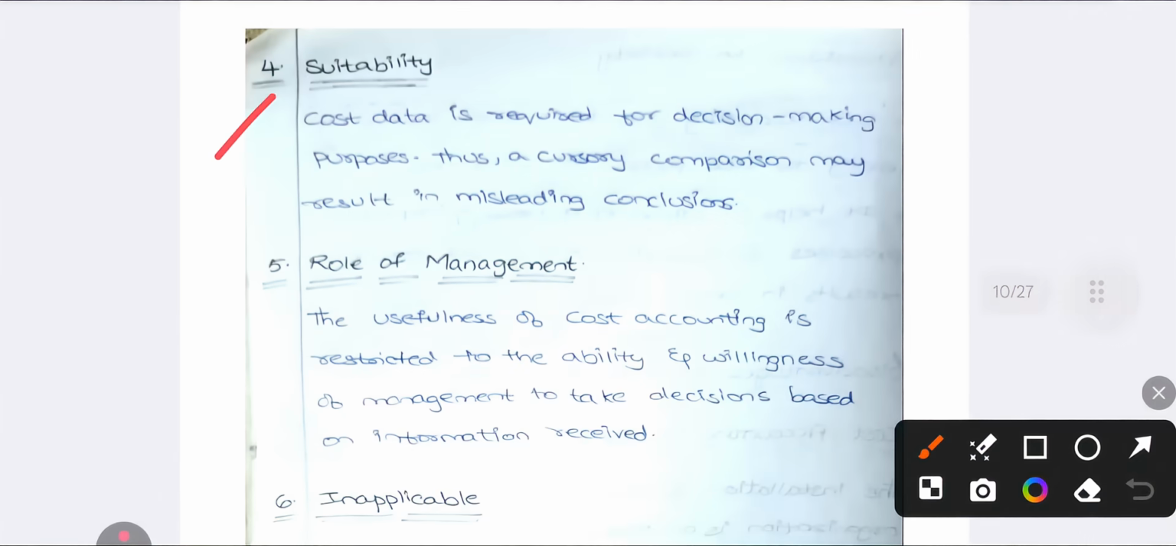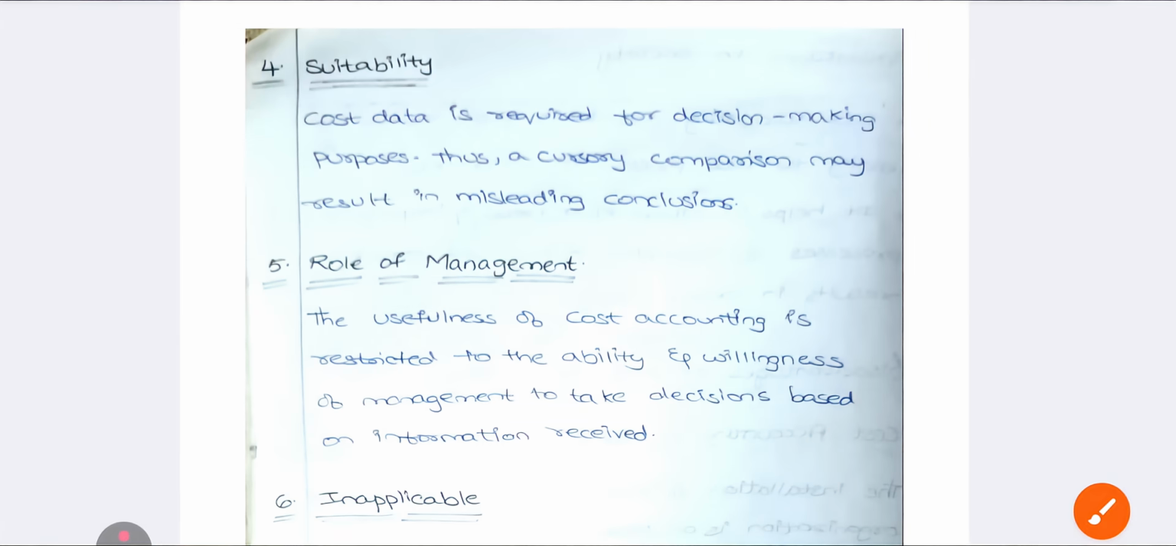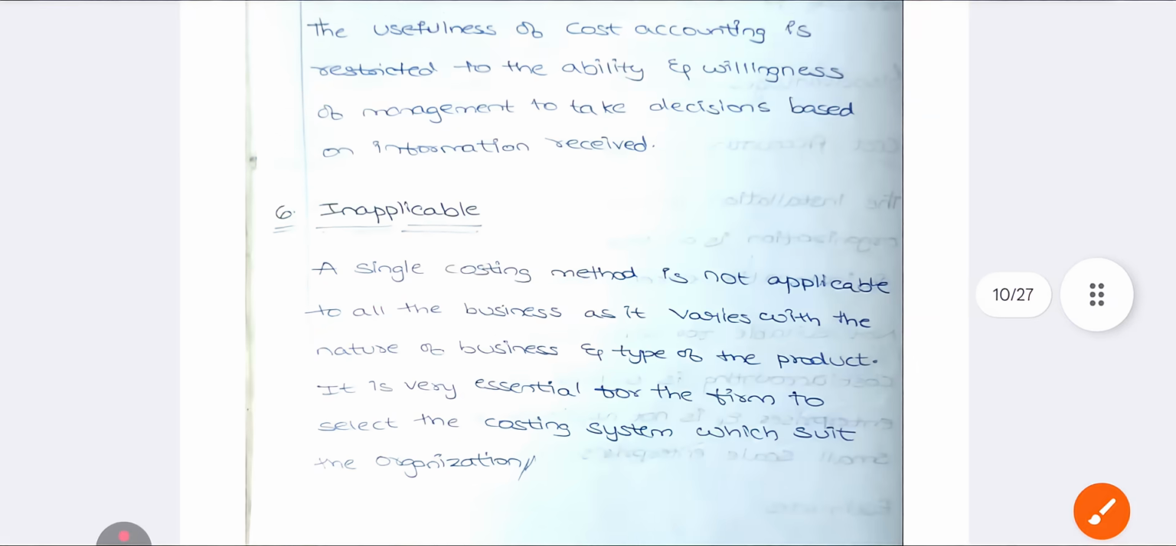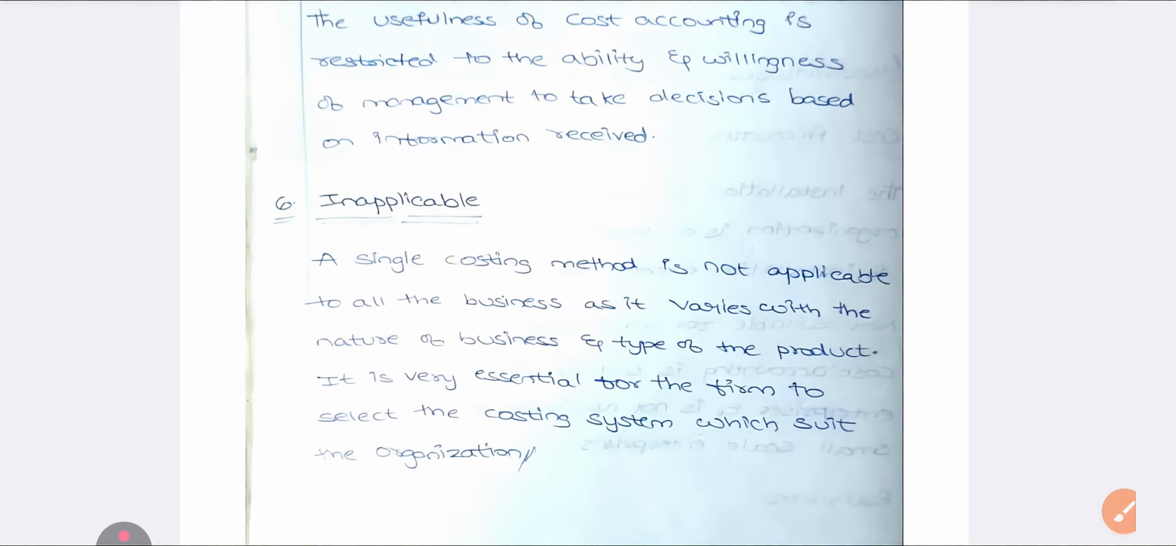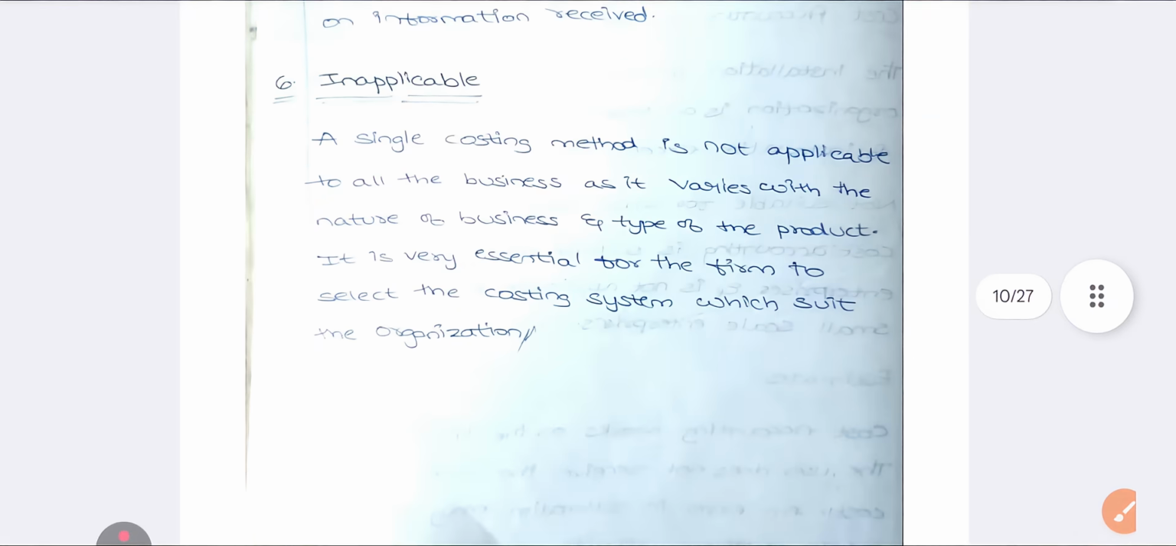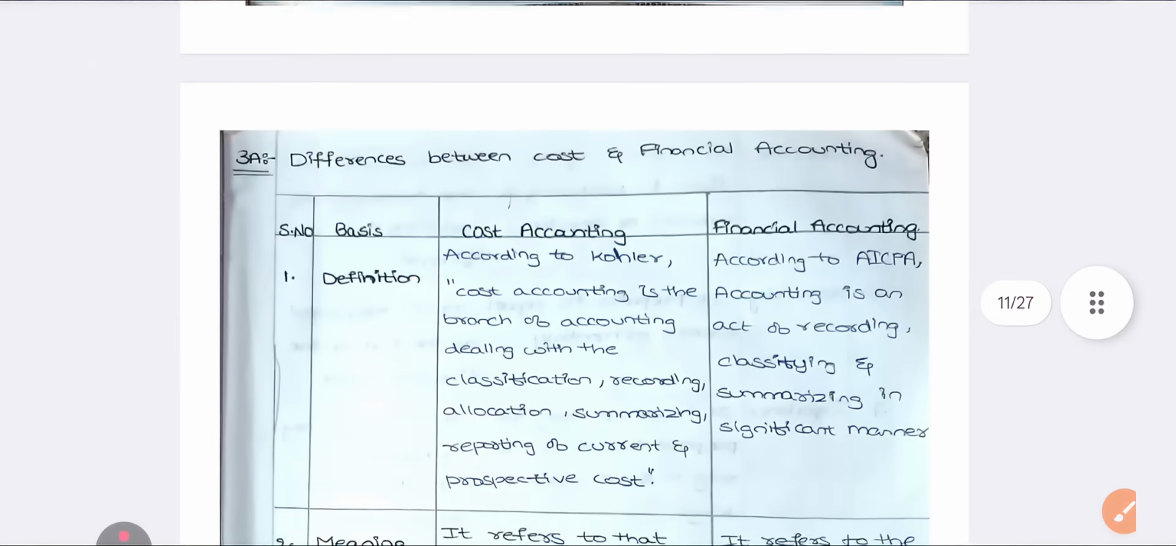And suitability is also a disadvantage, because sometimes it will be misleading also. Okay, role of management: sometimes whatever decisions you are taking might not be much required. Inapplicable: it is not applicable for small scale industries, it is only useful for large scale industries. Yes, so these are the various advantages and disadvantages.